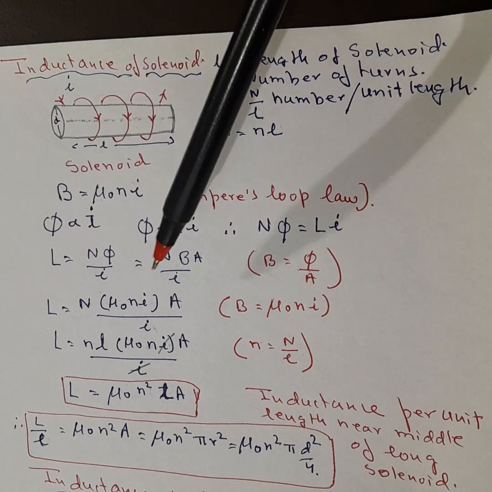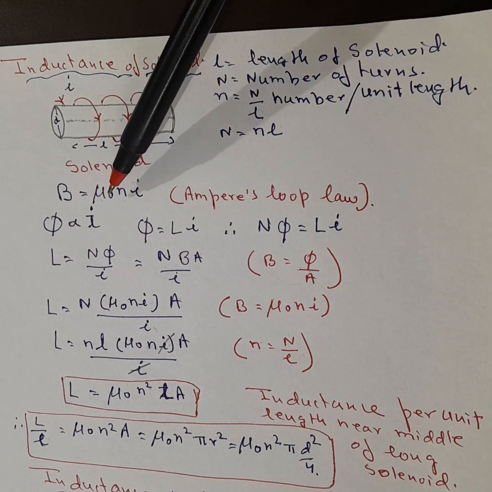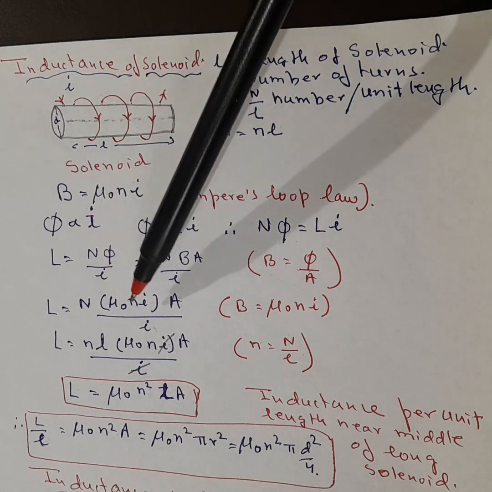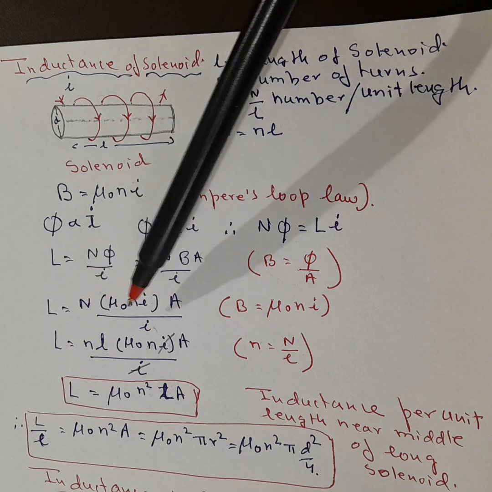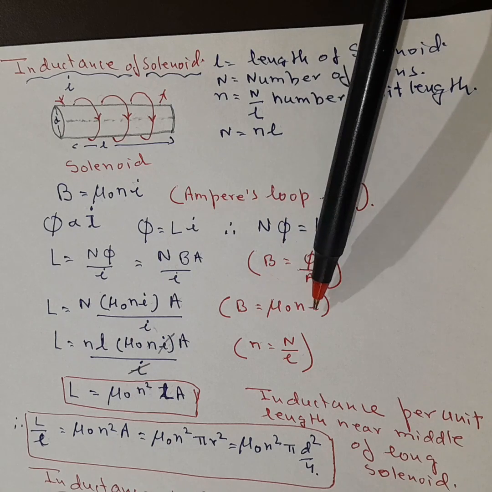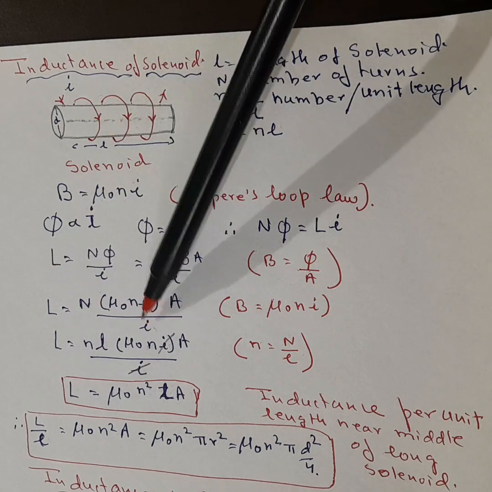Now, we also know that B is equal to mu 0 n i. So instead of B, we substitute from Ampere's law. B is equal to mu 0 n i, which we substitute over here. So ultimately what happens is this gets cancelled.